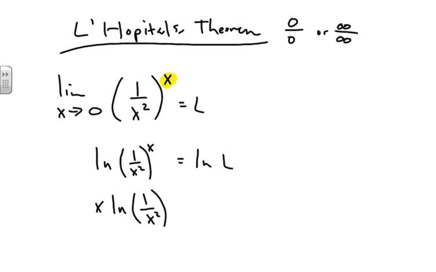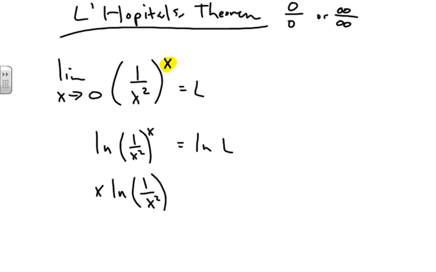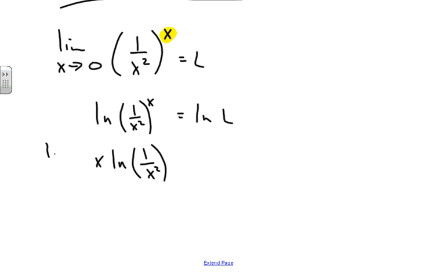Now what we have is x times the natural log of 1 over x squared. And we can take this limit again, the limit as x goes to 0. Now we have 0 times the natural log of infinity, which gives us infinity. So we have 0 times infinity, which is not good again.